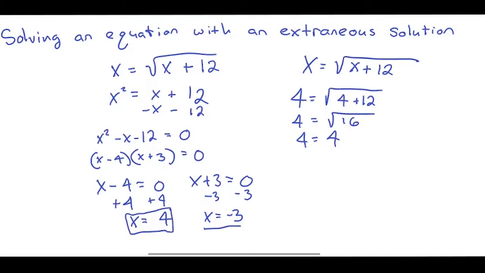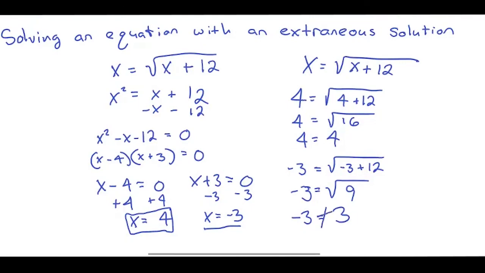All right, but let's try it with negative 3. If x equals negative 3, that means negative 3 is equal to the square root of negative 3 plus 12. Well, negative 3 is equal, not negative 9, negative 3. My brain is jumping ahead here. Sorry about that. Negative 3 is equal to the square root of 9. The square root of 9 is 3. Well, negative 3 is not equal to 3. So this one does not work.